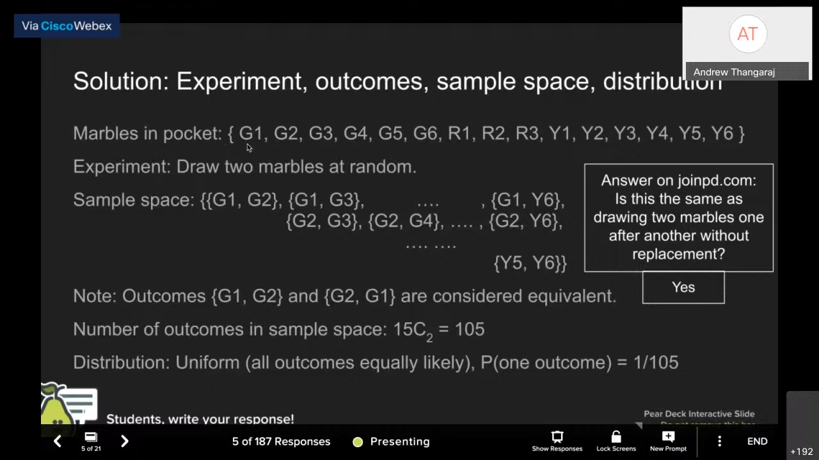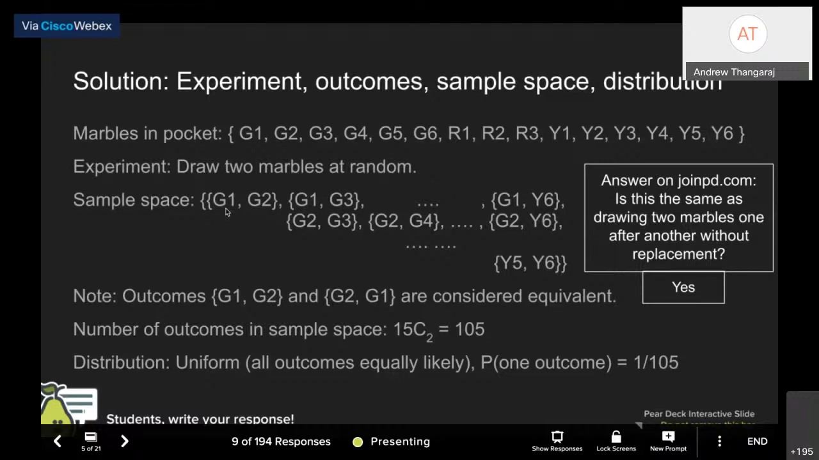There are 6 green marbles, 3 red marbles, and 6 yellow marbles. I like to write it down like this so it's clear to you. G1 to G6 are the 6 green marbles, R1 to R3 are the 3 red marbles, and Y1 to Y6 are the 6 yellow marbles. And you're going to draw 2 marbles at random. So what is the sample space? What are the outcomes?